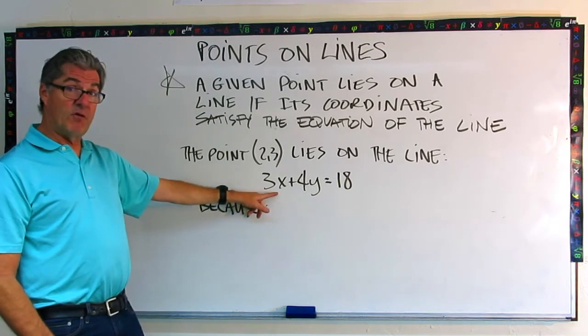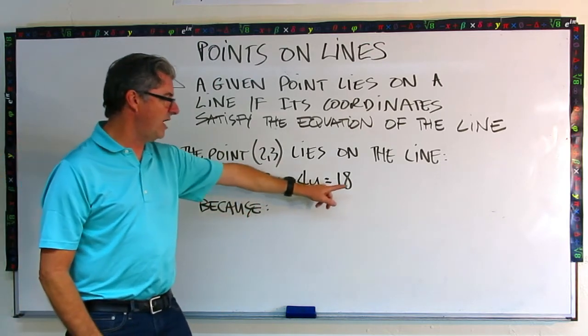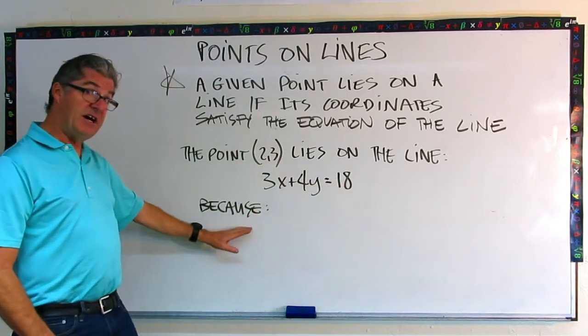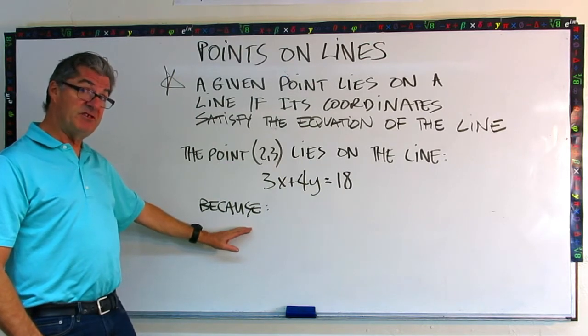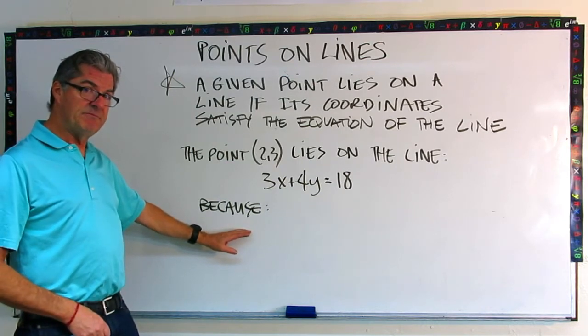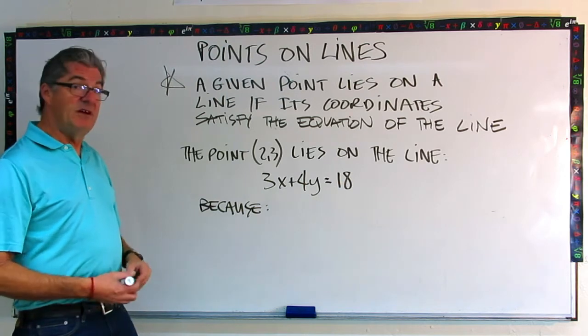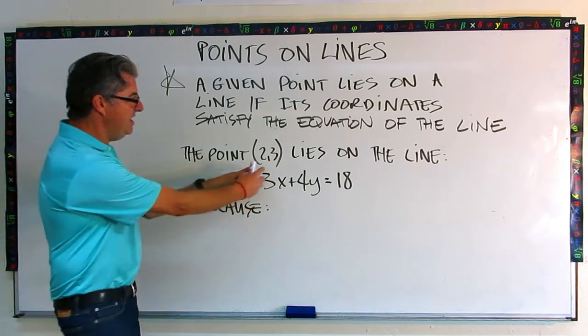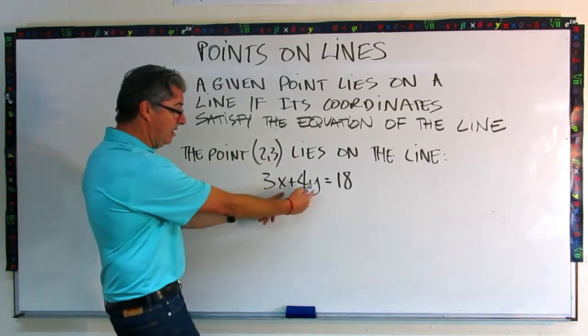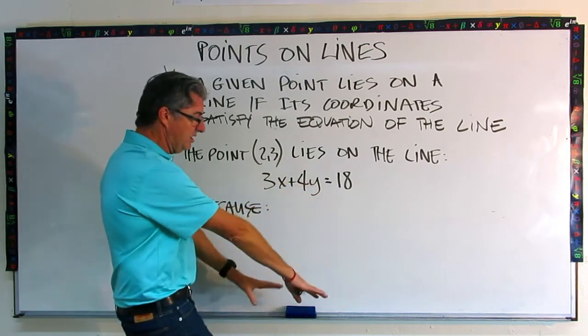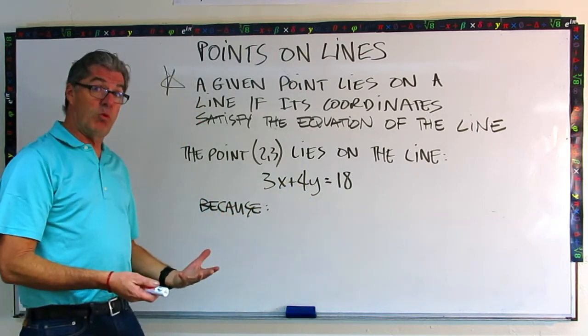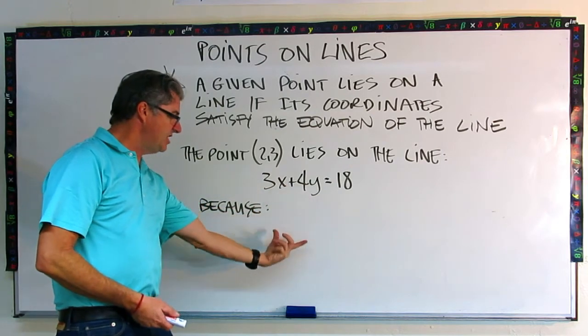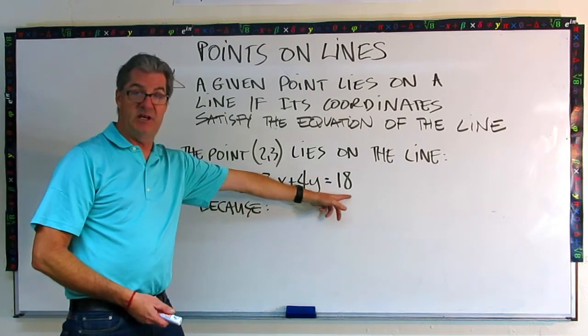Now here's a general form equation of a line, 3x plus 4y equals 18. Now if you think you know what to do, pause the video right now and try it. I'm going to walk you through it. So what you do is you take the x, y in the point and you plug them in where x, y are, and you work the equation, and the equation should work. So whatever we do to this side, it should end up being 18 because we know it equals 18.